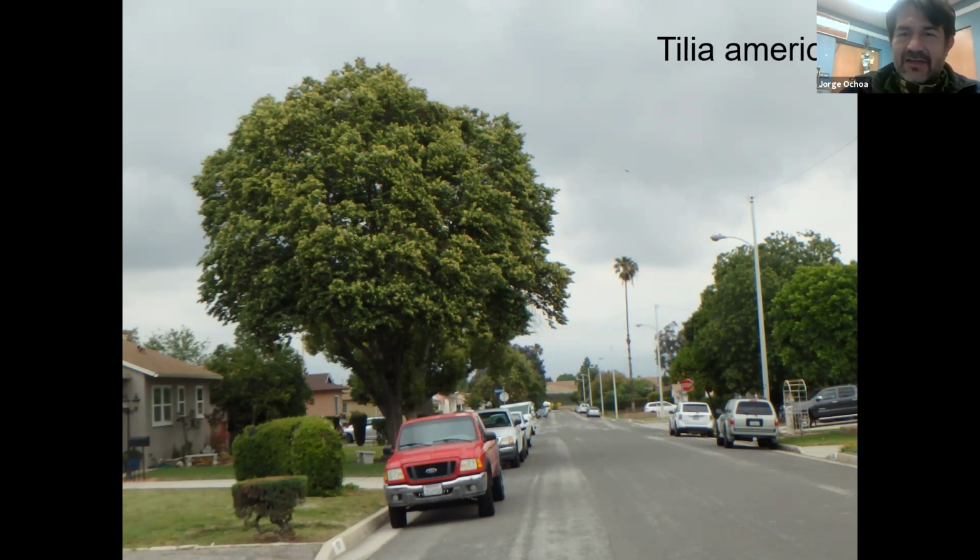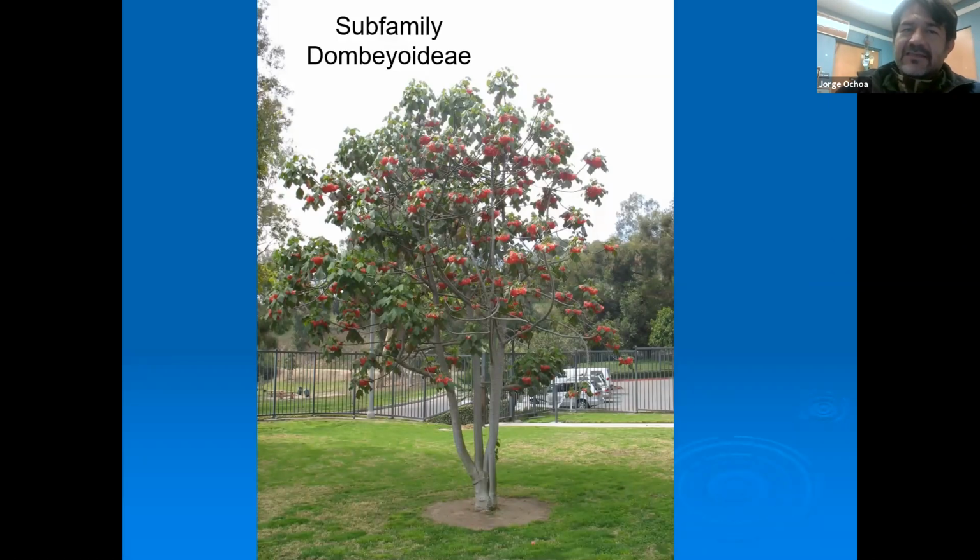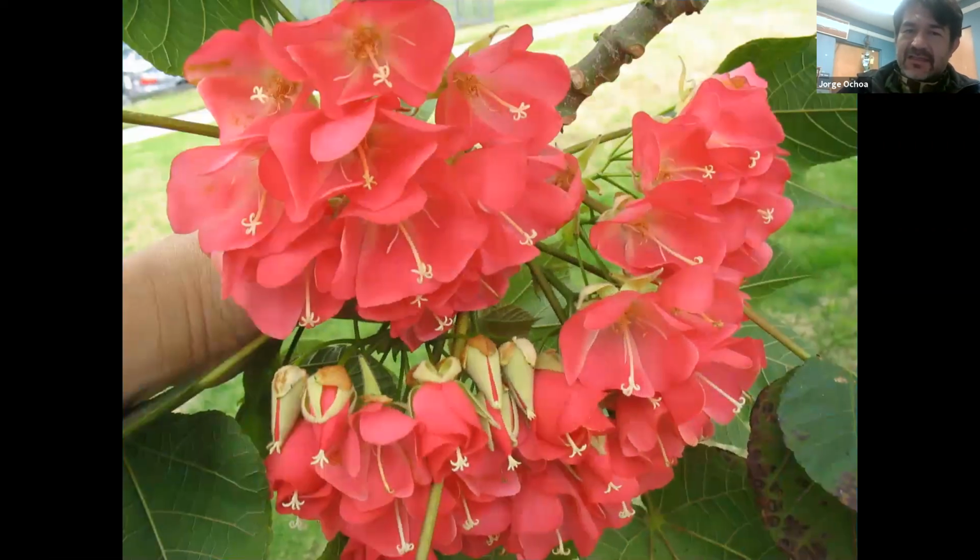So there were the 2 main ones, the best ones that I've seen in Southern California. And then the subfamily Dombeyoideae, Dombeya, primarily from Madagascar. So whatever ancestor happened to remain in Madagascar evolved into the different Dombeyas that we have there. So here's one of the bigger Dombeya wallichii that we planted in Griffith Park by Dodger Stadium. And here's the very nice and ornate flowers, or the cluster of flowers.